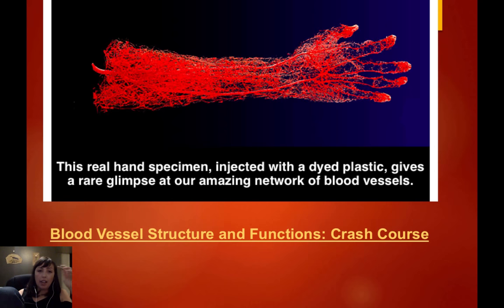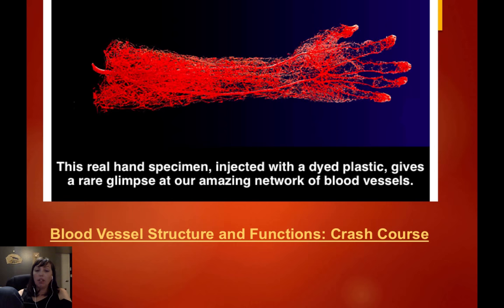So this is a real hand specimen that's been injected with a dyed plastic, and it really gives a rare and incredible glimpse at our amazing network of blood vessels and how much blood our tissues and organs need to function as they do.